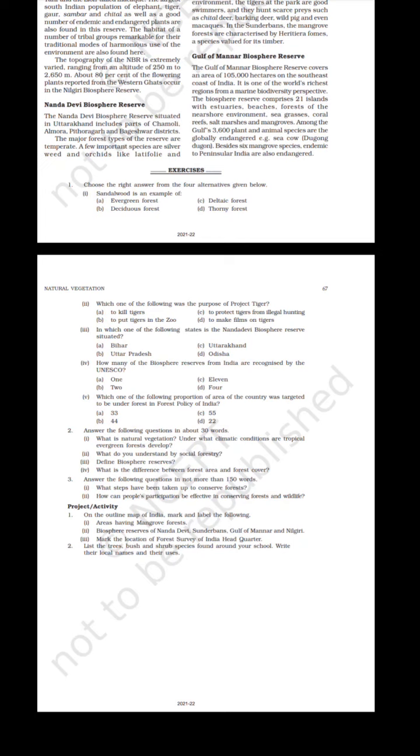Project or activity. On the outline map of India, mark and label the following areas: mangrove forests, and the biosphere reserves of Nanda Devi, Sundarbans, Gulf of Mannar, and Nilgiri. Mark the location of Forest Survey of India headquarters. List the trees, bushes, and shrub species found around your school. Write their local names and their uses.